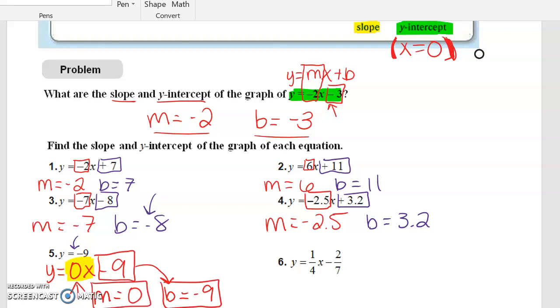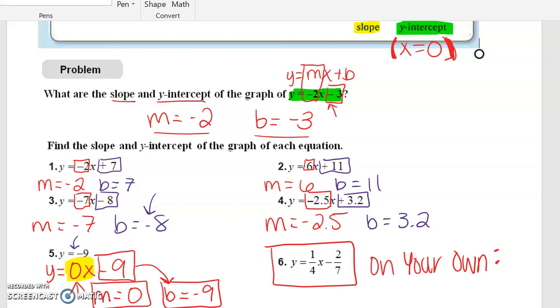Now I want you to try number 6 on your own. Number 6 is a problem that you're going to complete on your own in Edpuzzle. I want you to give that a try and identify for me what the m value is and what the y-intercept value is. It is okay that there are fractions. And let's move on.